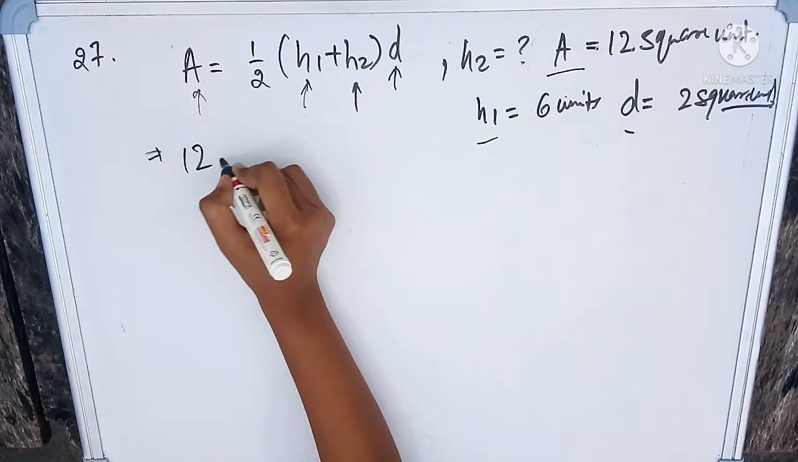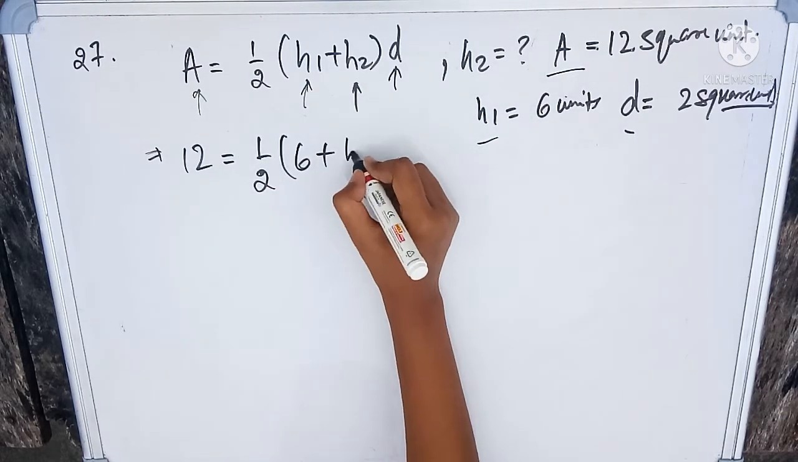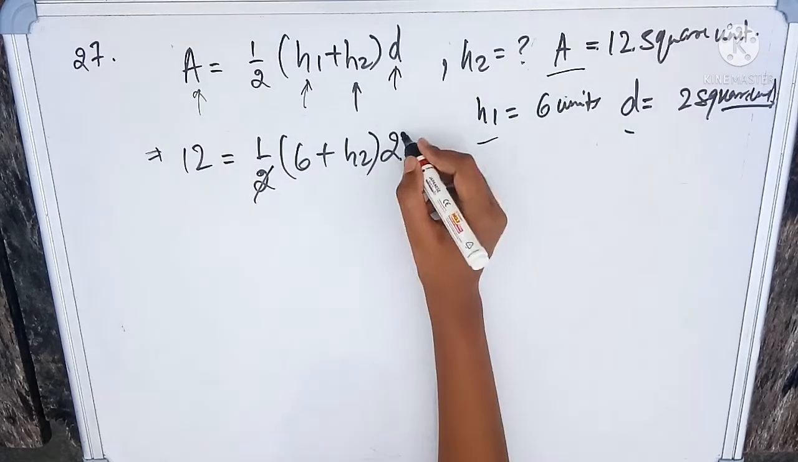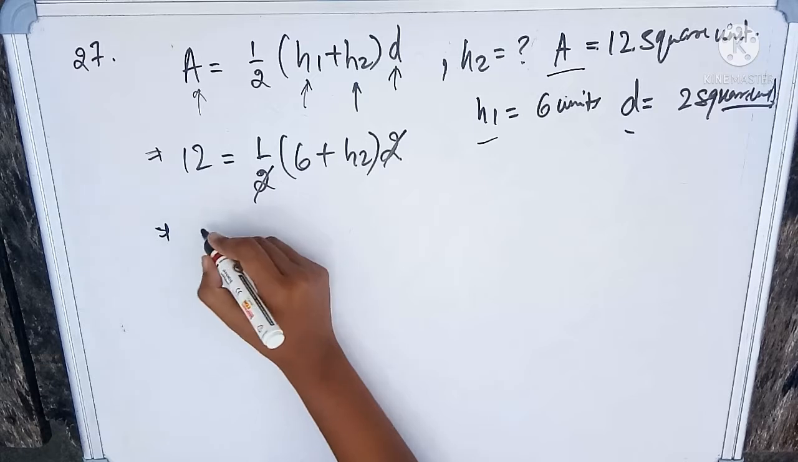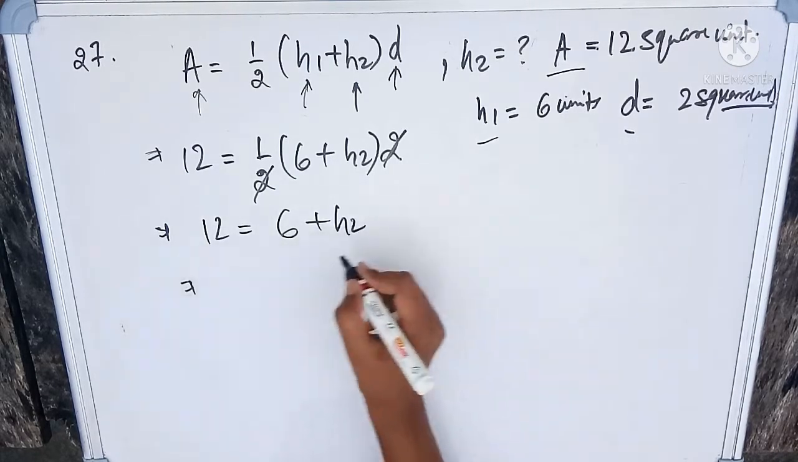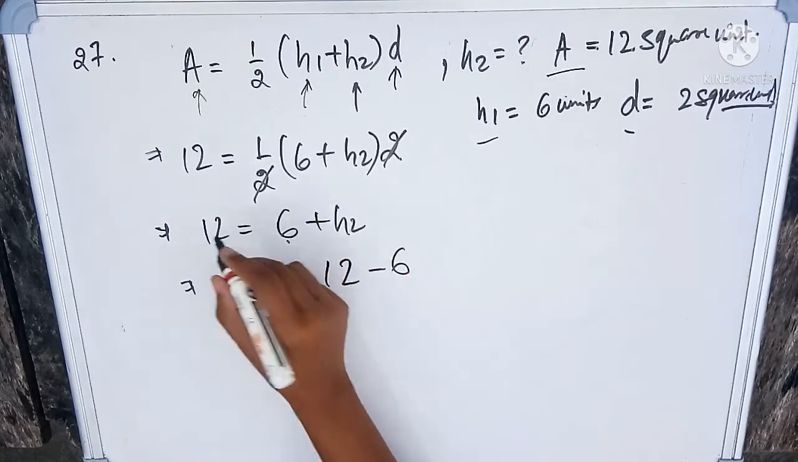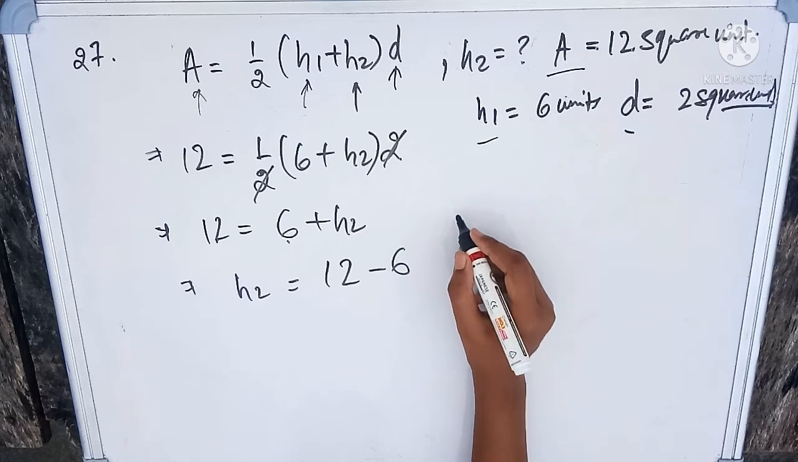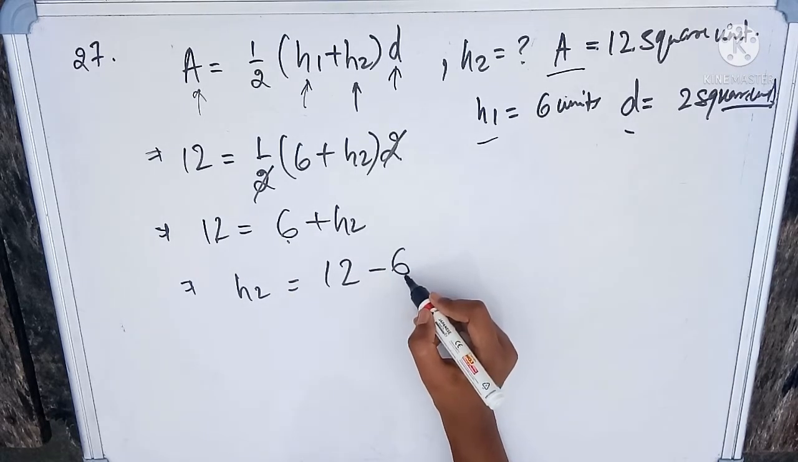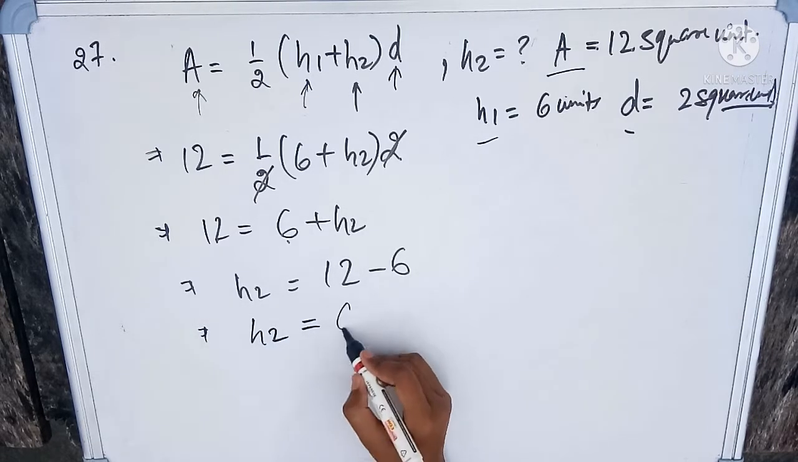So we have here 12 equal 1 by 2 and the value of h1 is 6 plus h2 multiplied by 2 here. So you see here we can cancel this 2 from this 2 and it will be 12 equal 6 plus h2. Now h2 can be written as 12 minus 6 because this 6 will be transferred to the other side, and here we have the positive sign, so after transferring it, it will be negative. So here we have the value h2 is equals to 6.